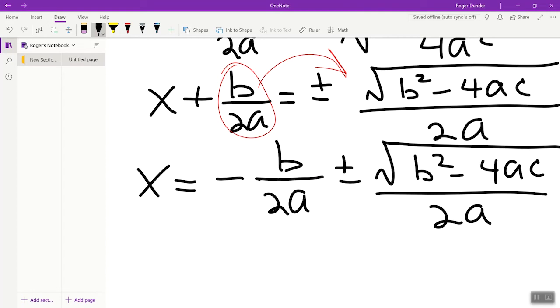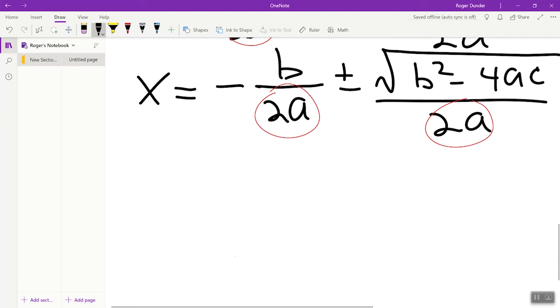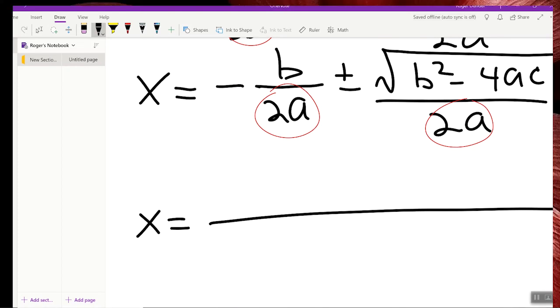Now, as you study the right side of this equation, I hope you see that we have a common denominator of 2a. These guys are the same. So what can we do? We can join those together into a single fraction. So the right side of the equation could be joined into a single fraction. So x is equal to a nice big long fraction. I want a straight line.